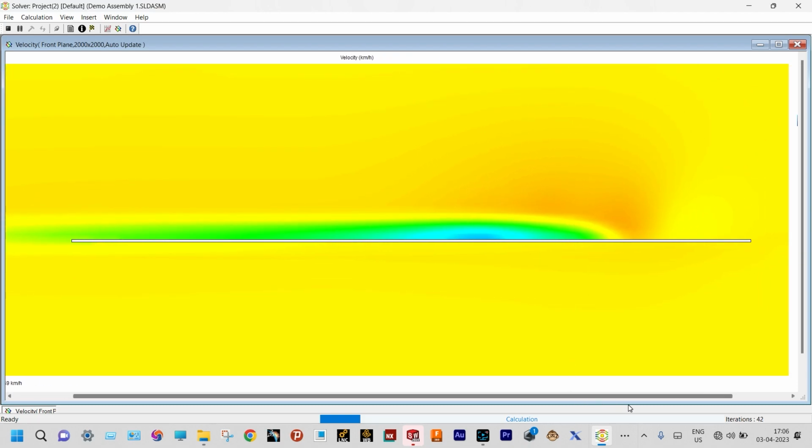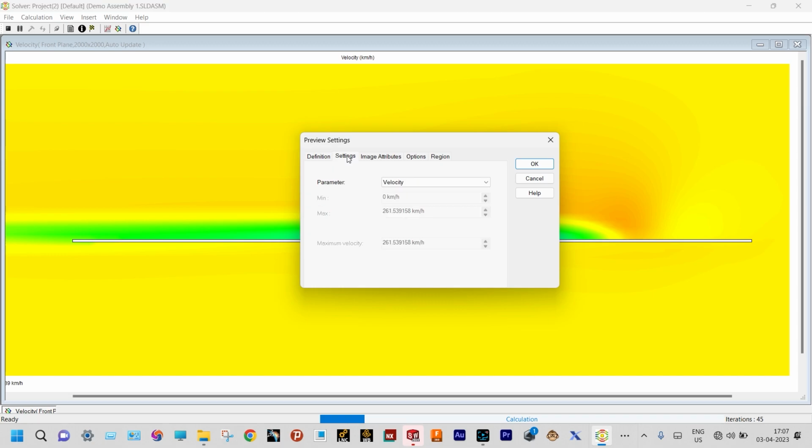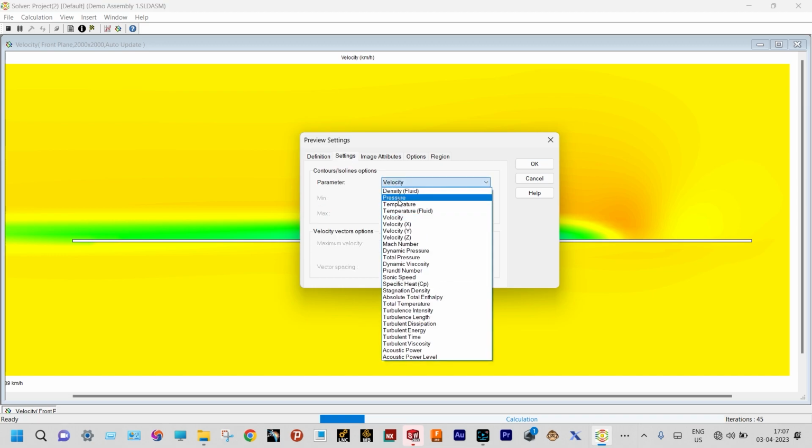Let us see this one. We can proceed from this side. Instead of velocity, you can see some other things like pressure distribution also. Let us view that one. Front end, and instead of velocity, we'll see pressure distribution, total pressure, right?